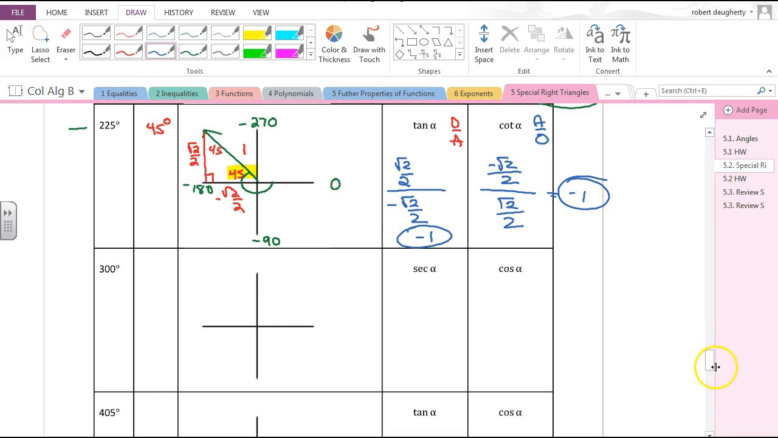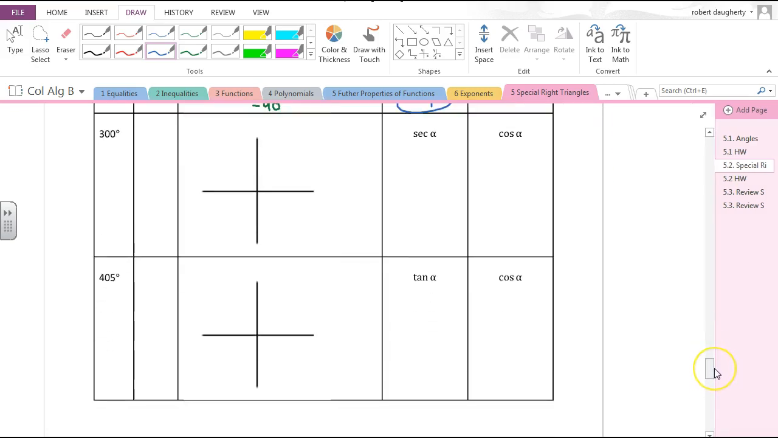So a couple more and then we're done. You can take a look at the homework then. So 300 degrees. What quadrant would that end up in? 1, 2, 3. So 0, 90, 180, 270, 360. Where is 300 going to end up? Quadrant 4, okay?